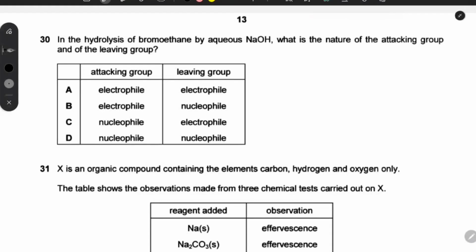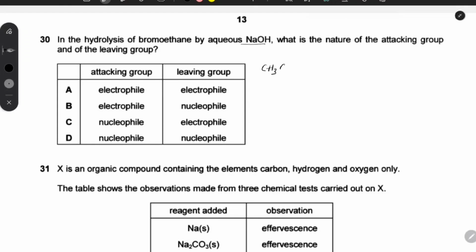Question number 30. In the hydrolysis of bromoethane by aqueous sodium hydroxide, what is the nature of the attacking group and of the leaving group? Now the hydrolysis of bromoethane with the help of sodium hydroxide is basically an SN2 reaction, because bromoethane is a primary halogenoalkane. Primary halogenoalkanes give SN2 reactions because of their less stable carbocation.